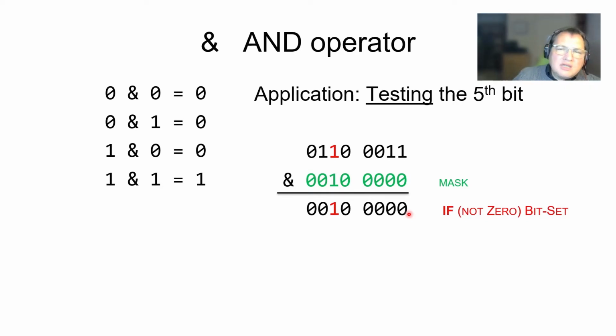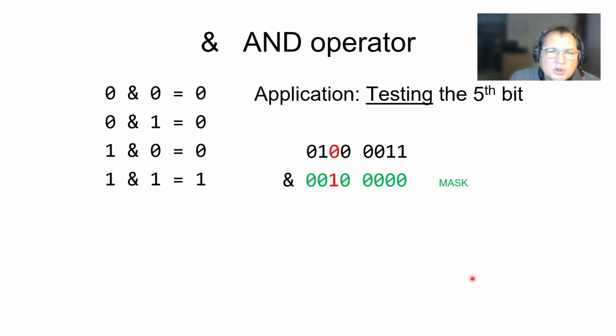But what if the tested bit had originally the value of 0? So let's take a situation like this, a number with a 0 at the 5th bit, and let's apply the mask created exactly the same way as previously. And again, we can put zeros everywhere where we have a 0 in the mask. And here we have 0 and 1. 0 and 1 is 0.